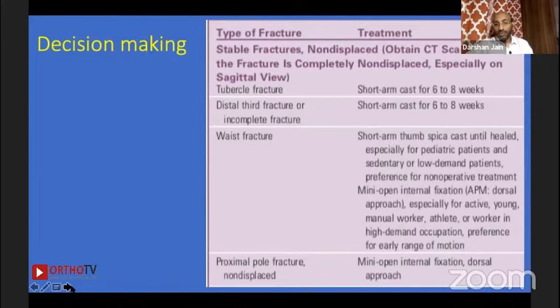Proximal pole fractures, even non-displaced, always fix. Proximal fracture, always fix, especially with screw fixation. That is the recommendation because there's a very high chance of non-union.